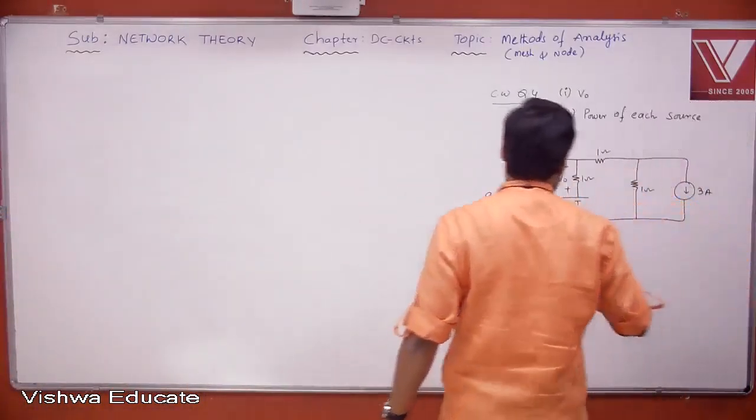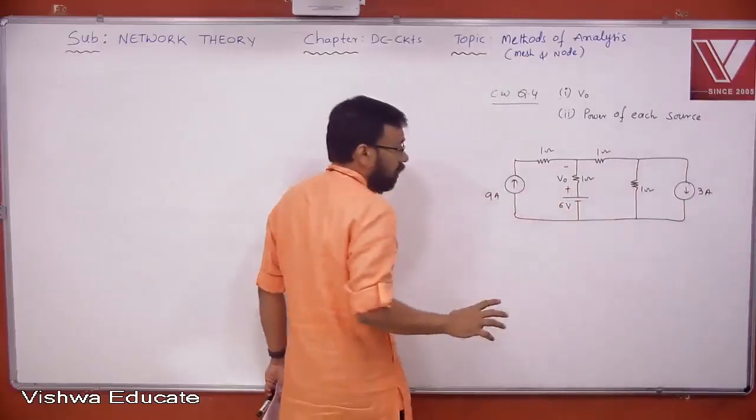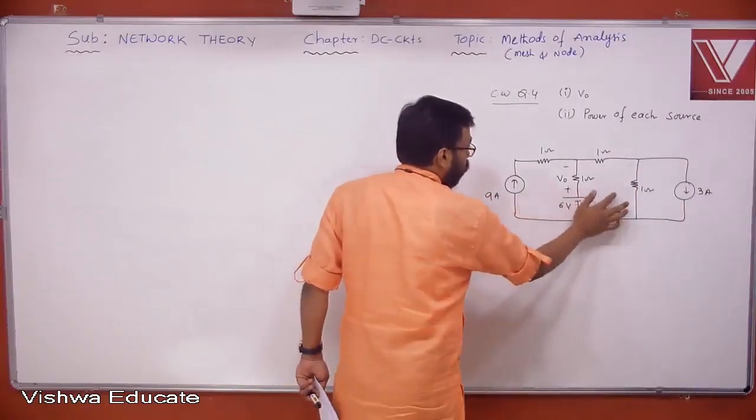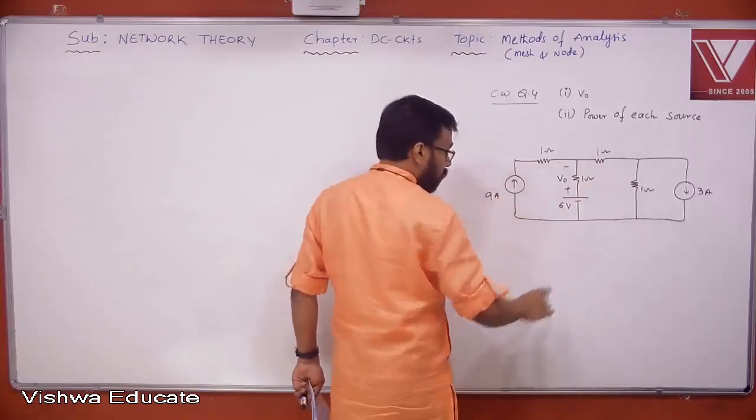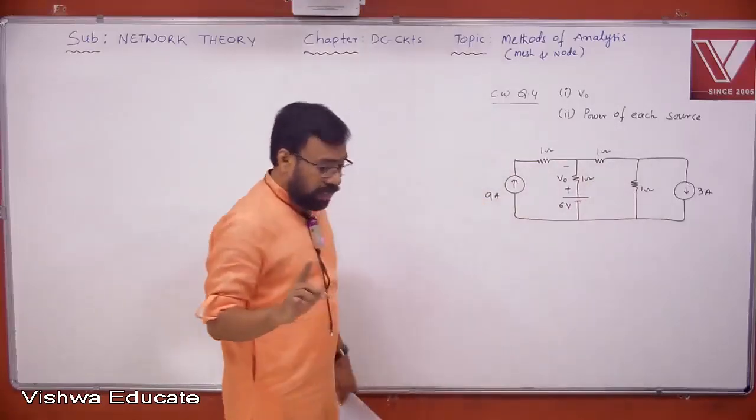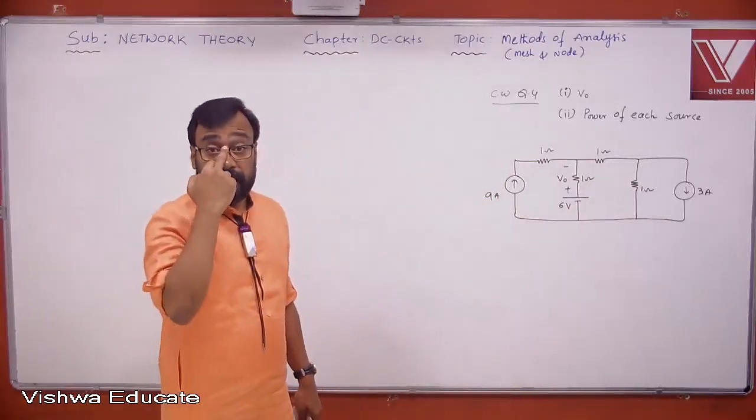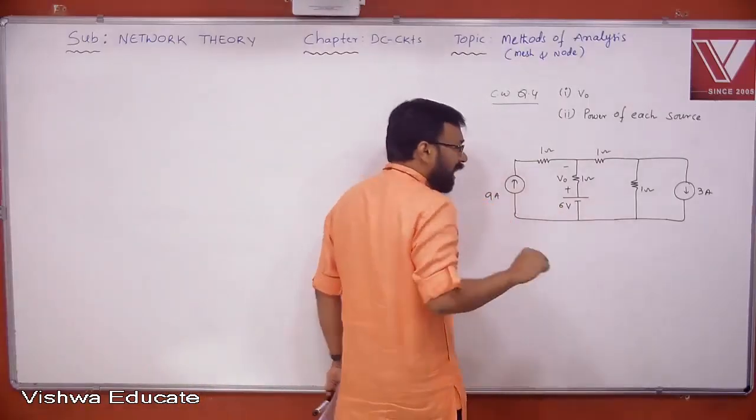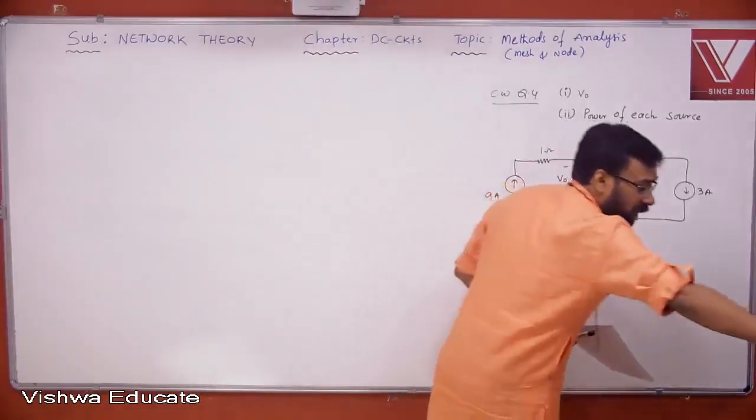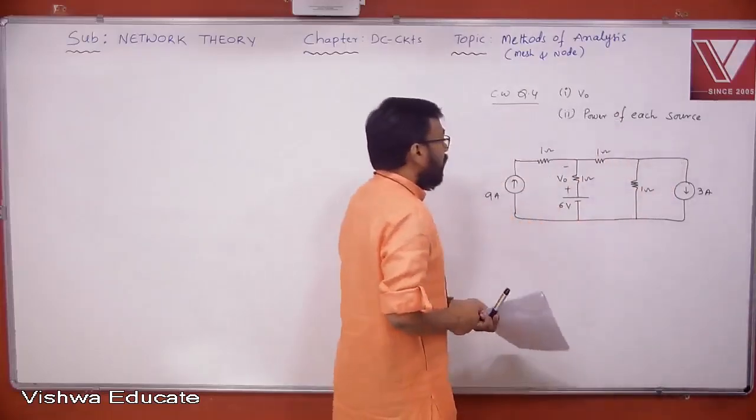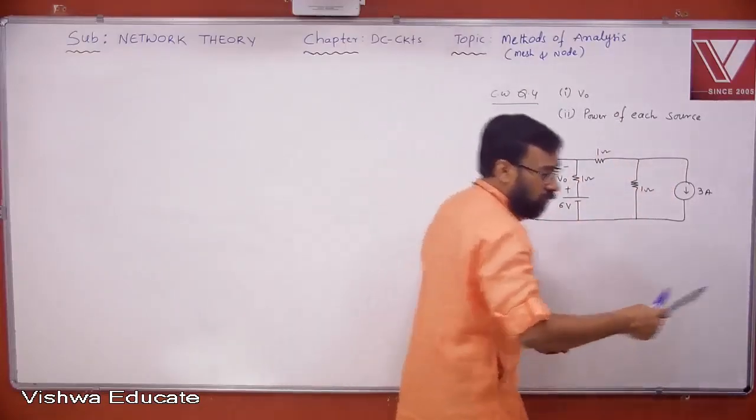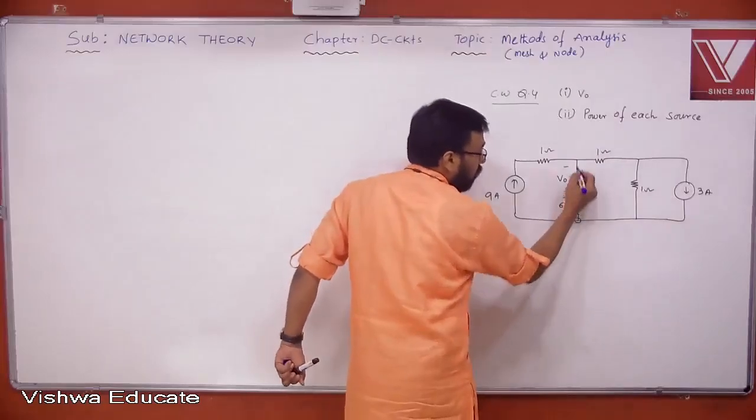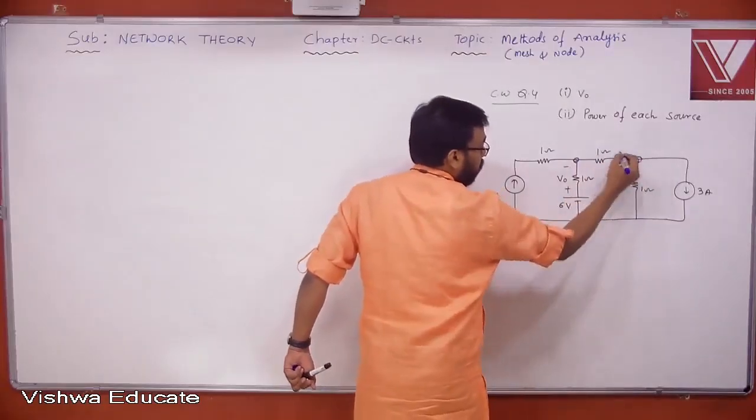Now, in this particular problem, if I ask you the question, what is the best method? 1, 2, 3, 3 minus 2, only one equation you are getting using mesh analysis. Yes or no? Okay. Only one equation you are getting. Node analysis, if you choose, how many equations do you get? How many nodes are there? First you count 1, 2, 3.